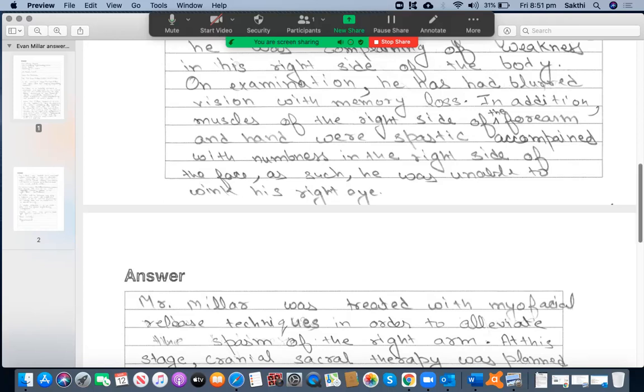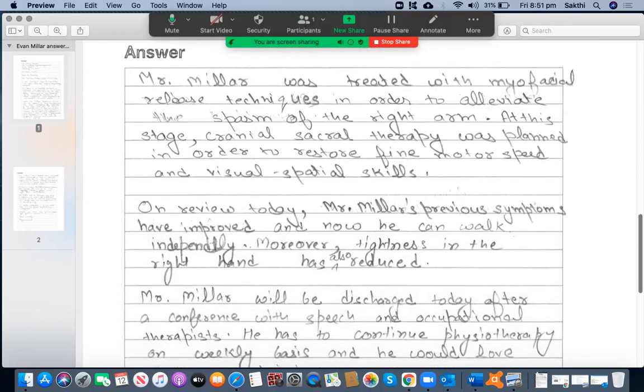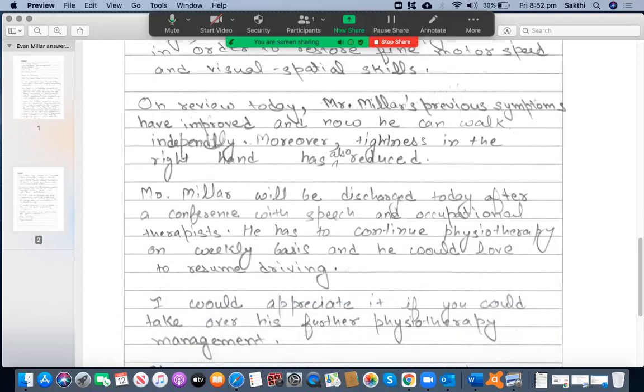Okay, that's fine. All right, let's go to the next one. Mr. Miller was treated with myofascial release techniques in order to alleviate the spasm of the right arm. That's okay. At this stage, cranial sacral therapy was planned in order to restore fine motor speed and visual spatial skills. Yeah, this is good. I'm happy with that. On review today, Mr. Miller's previous symptoms have improved and now he can walk independently. That's wrong. So the spelling is wrong.